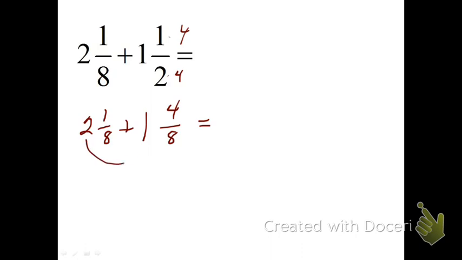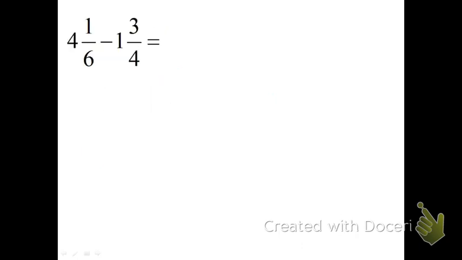So, combining the whole numbers, 2 plus 1 is 3, 1/8 plus 4/8 is 5/8, and that doesn't reduce or simplify any further, so we're done with this one.